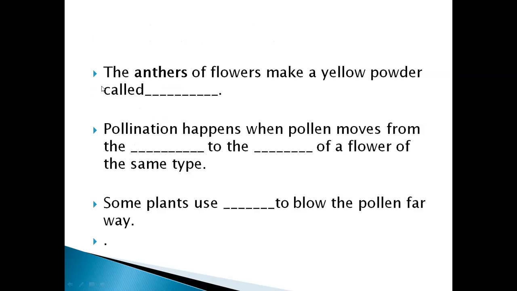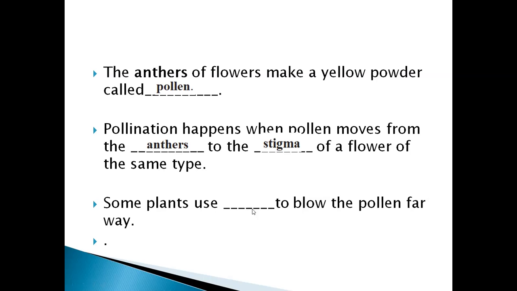After this, fill in the blanks. The anther of flowers makes a yellow powder called pollen. So we write here pollen. Pollination happens when pollen moves from the dash to the dash, from the male part to the female part. So what is the male part? Anther. To the female part, stigma. From the anther to the stigma of the flower of the same type.